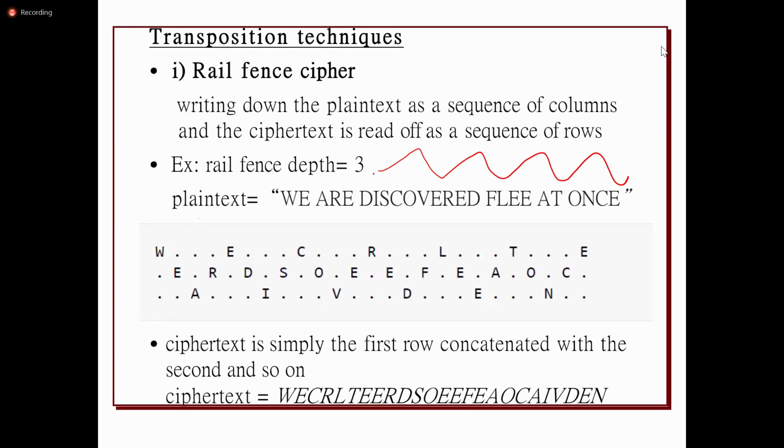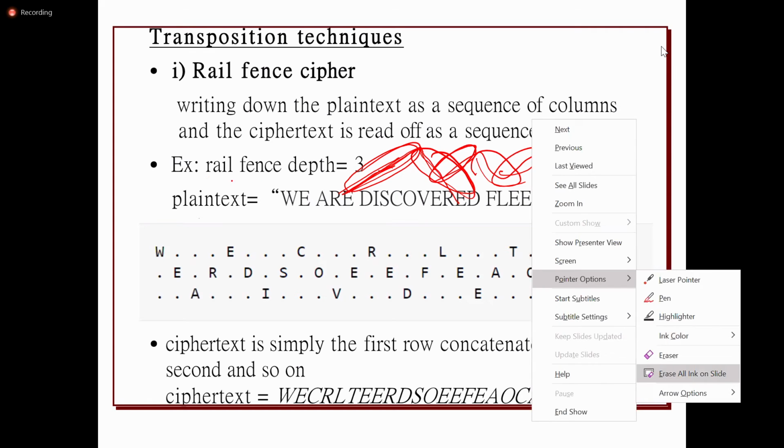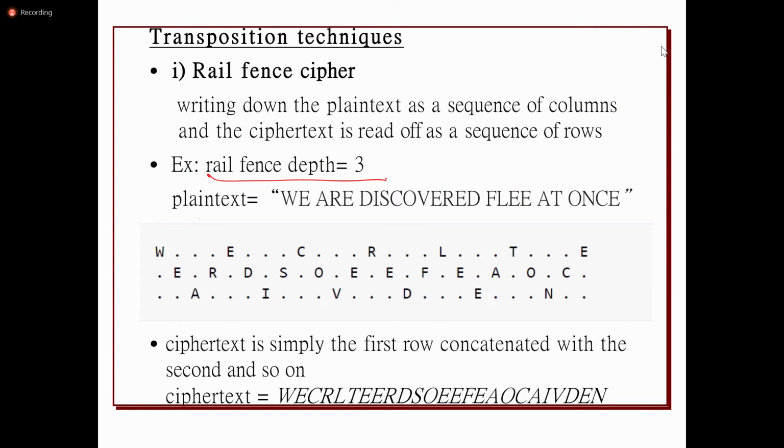Again, how much depth should be there? How many characters should be placed in this particular diagram? How many alphabets should be placed in this diagram? For that, we'll use the depth. So here we use a plain text and the rail fence depth itself is the key. The depth will be used.